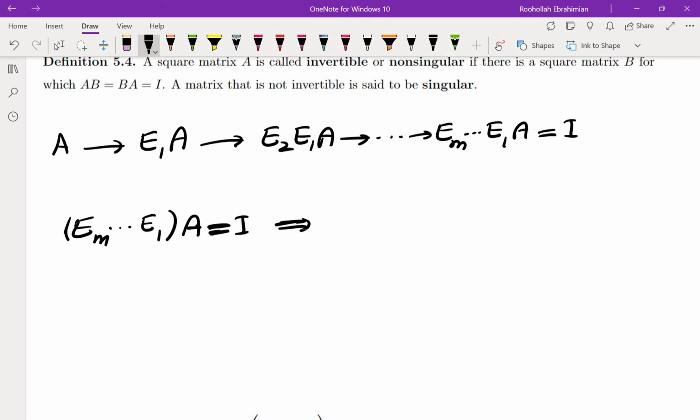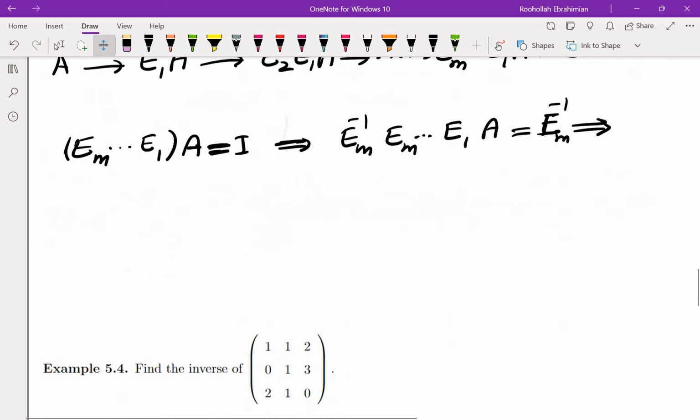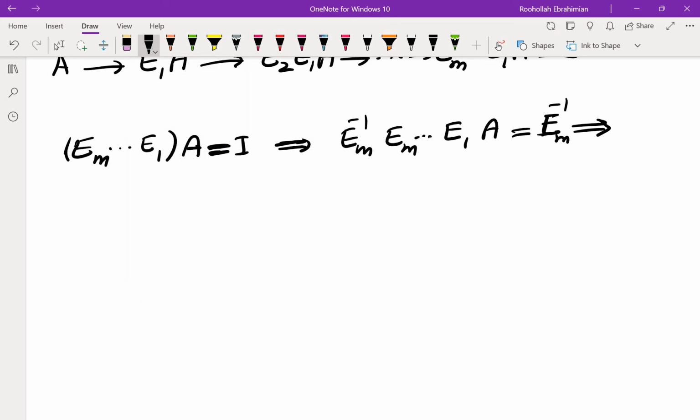Now, each of these elementary row operations, we know they are invertible. So let's multiply by their inverses. So EM inverse, EM all the way to E1 times A equals EM inverse times identity, because I multiplied by EM inverse from the left. So if you do that, you'll end up getting EM minus 1 through E1, because EM inverse and EM cancel. So we get EM minus 1, E1A equals EM inverse.